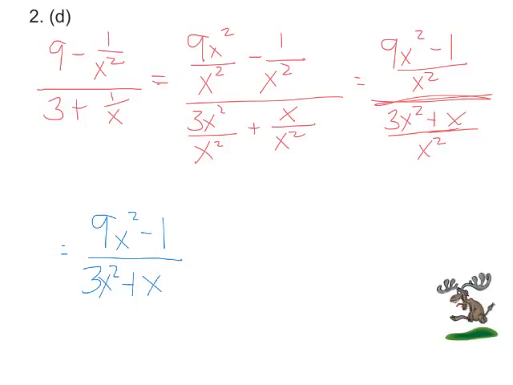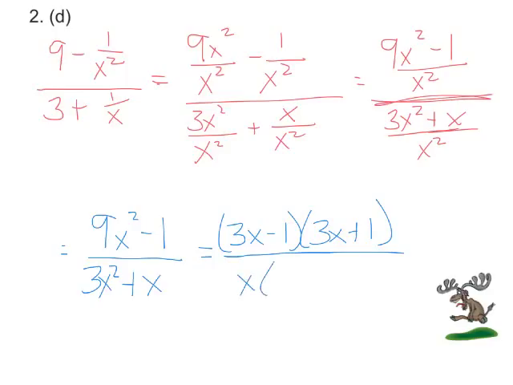And now we're at a rational function and we can factor the numerator and the denominator to see if terms cancel. So the numerator factors to 3x minus 1 times 3x plus 1. And the denominator factors to x times 3x plus 1. And we see that there is a term which cancels out, and we arrive at a final simplified answer of 3x minus 1 all over x.